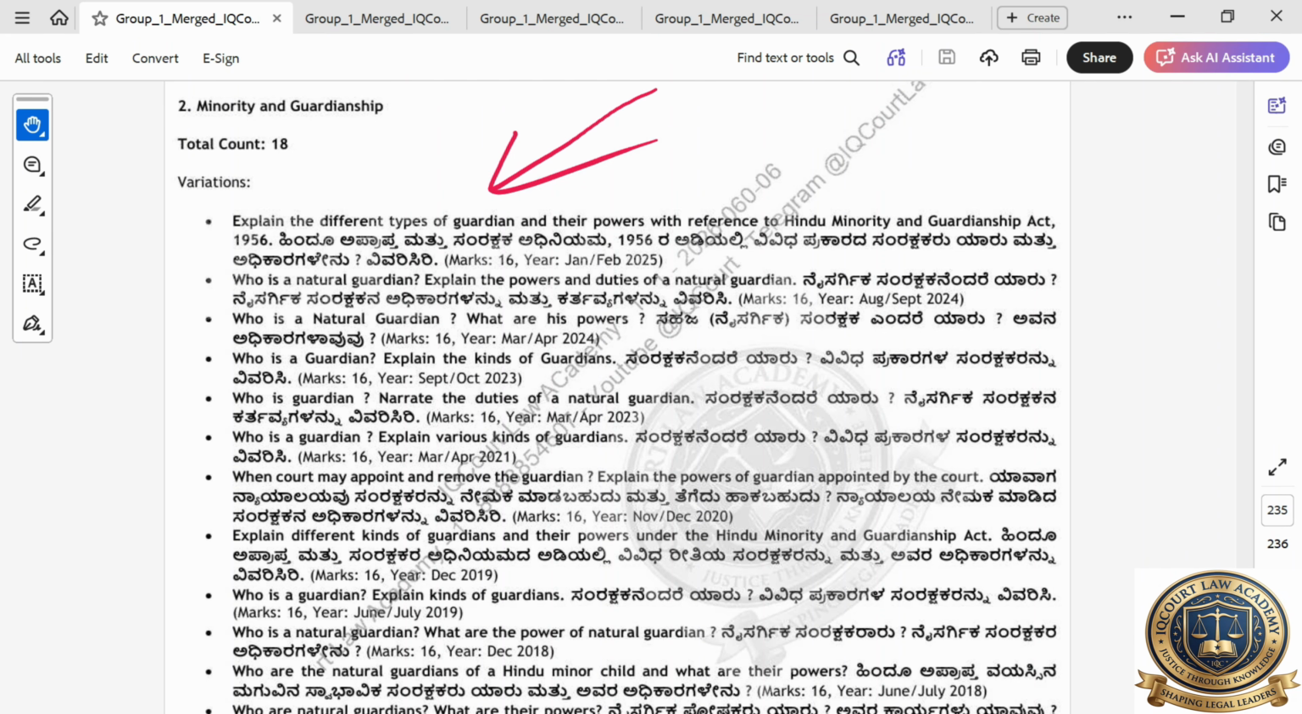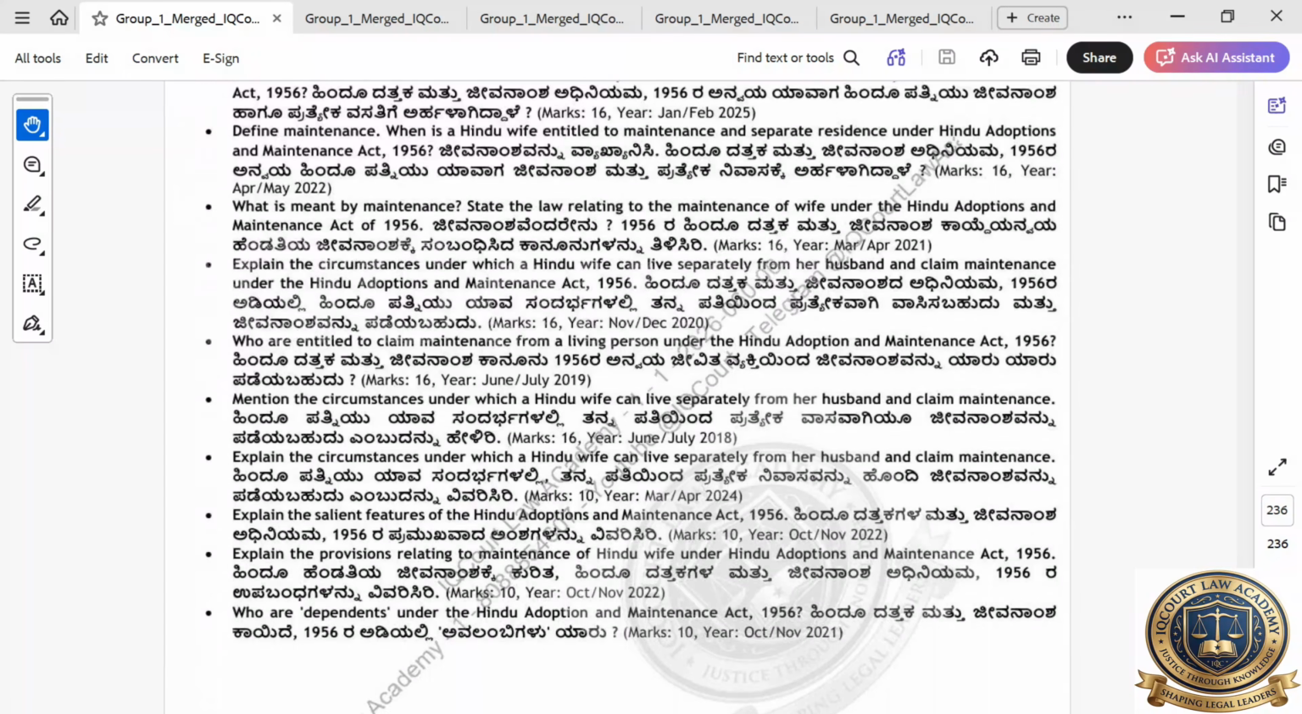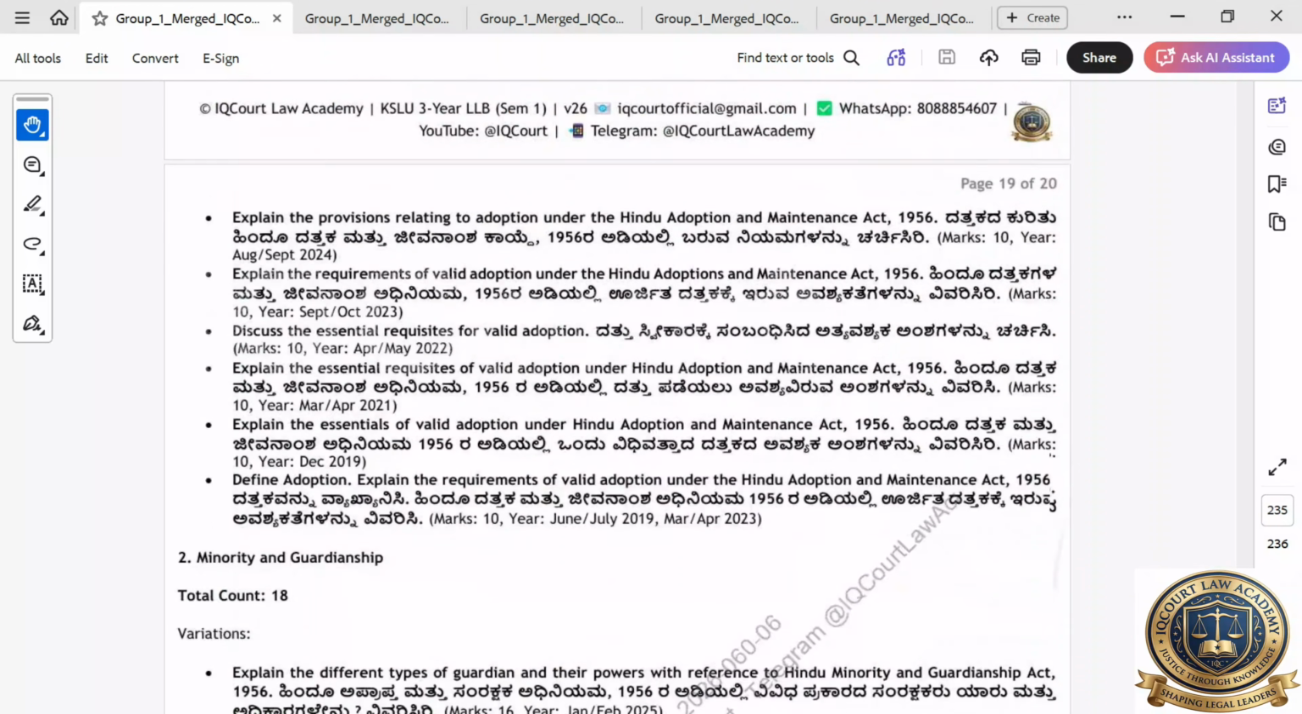Explain the different types of guardians and their powers with reference to the Hindu Minority and Guardianship Act. Very, very important. They will ask this question or this question. 100% they will ask. Okay, so one of these two questions definitely they will ask.